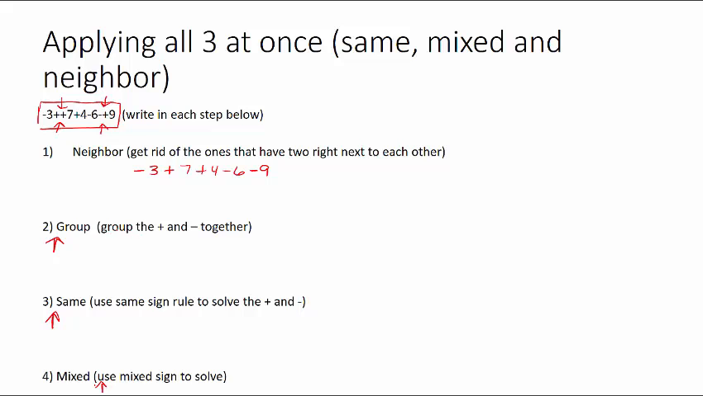Alright, then we're going to group. We're going to group the positives and negatives together. So we have positive 7, positive 4, negative 3, negative 6, negative 9. This is going to be positive 11. Here we have negative 9 and negative 9. We have negative 18.